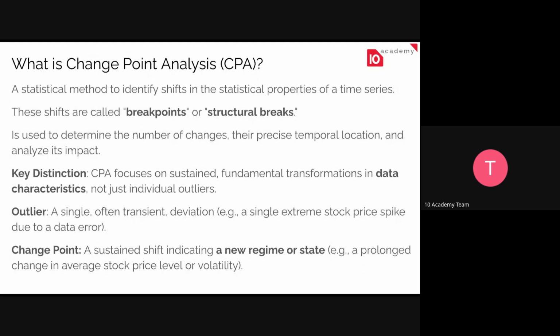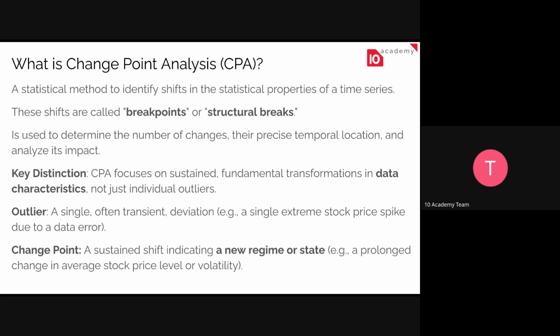It could be a deviation from the mean. When I say deviation, of course there will always be some deviation, but a huge deviation would be a statistical property change, like a huge difference in the variance and so on. So it's a way to identify points where the statistical property of a time series changes. We call these points breakpoints or structural breaks, because they break the structural or statistical property of the time series data.